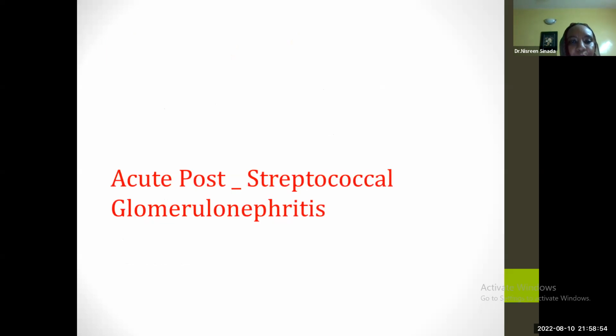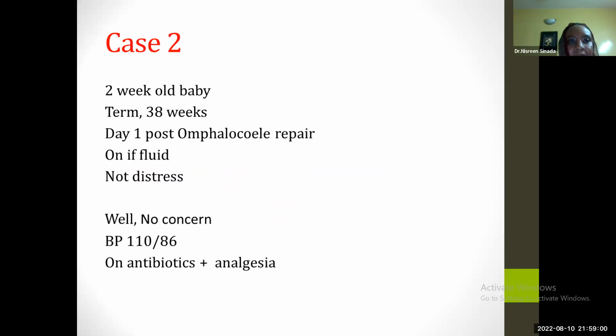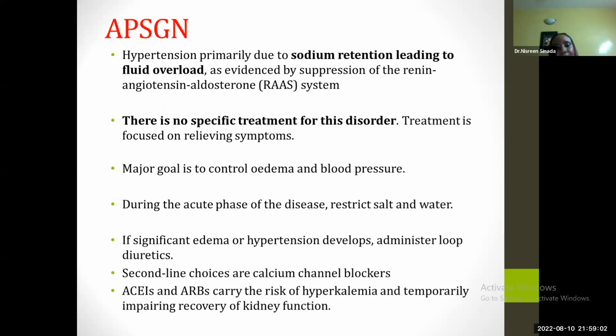Okay, so this is acute post-streptococcal glomerulonephritis. Okay, how do you manage acute post-streptococcal glomerulonephritis? In acute post-streptococcal glomerulonephritis, the hypertension is primarily due to sodium retention. It is leading to fluid overload, as evidenced by suppression of the renin-angiotensin-aldosterone system.